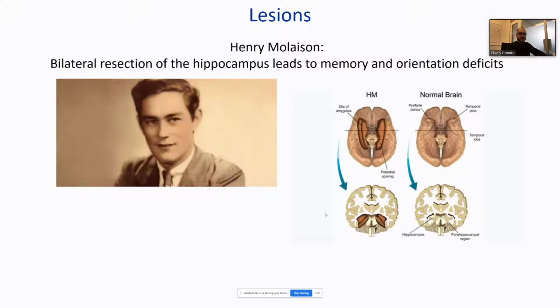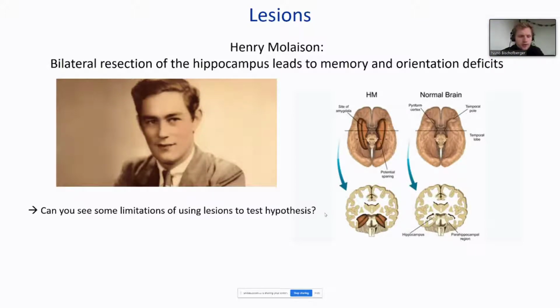Now, lesions have been used for a long time, but they have some limitations that are quite obvious. Who wants to start answering one of the most obvious limitations that lesions might have? It's not reversible. Yeah, this is a very big limitation. I told you that the brain is plastic. What do you think that the non-reversibility and plasticity of the brain might actually cause, Nuno?